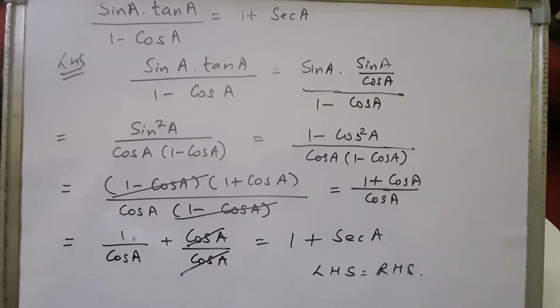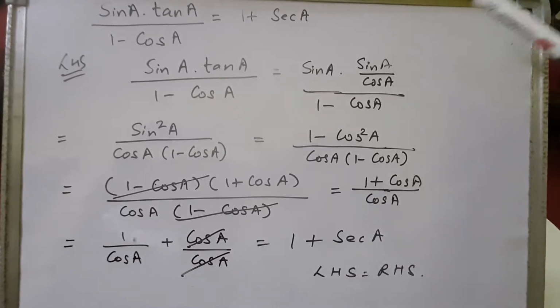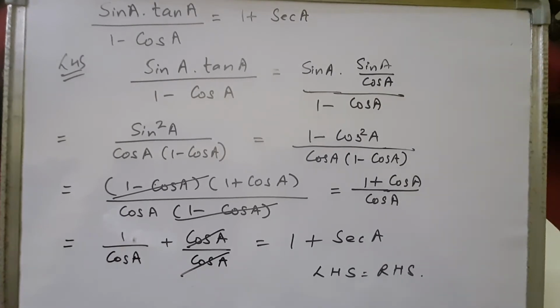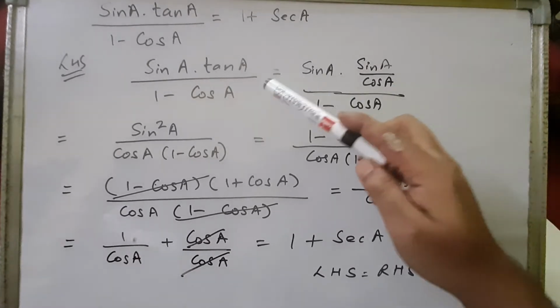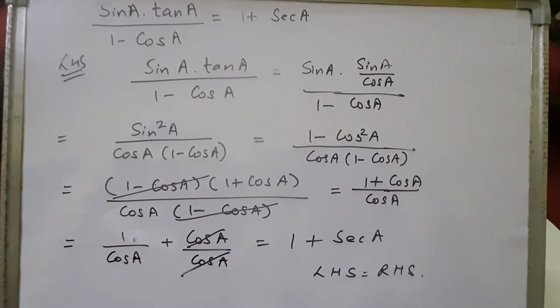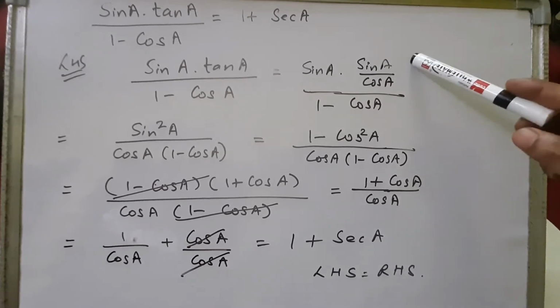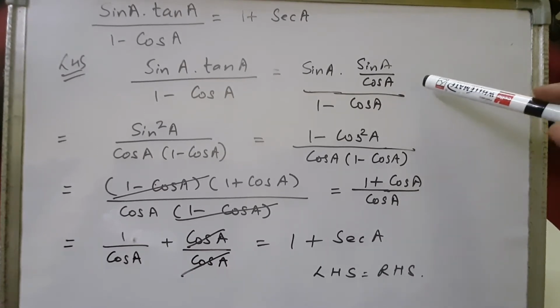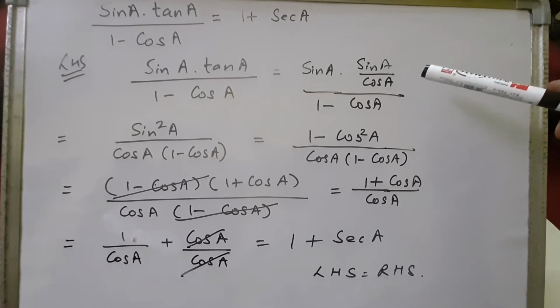Let's see another sum, children. In this sum, the question says prove that sin a into tan a upon 1 minus cos a equals 1 plus sec a. Again, we'll pick up left hand side and try to prove the right hand side, right? So what is given in left hand side? Sin A tan A upon 1 minus cos A. So when we convert tan A into sin and cos, we can write tan A as sin A upon cos A. This you have studied in the formula, children.